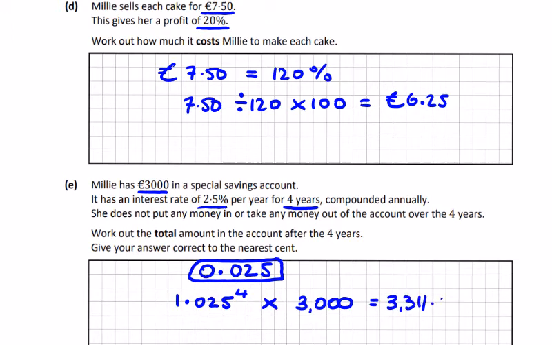This gives 3,311, and it's money, so 2 decimals: 44 cents for part E.